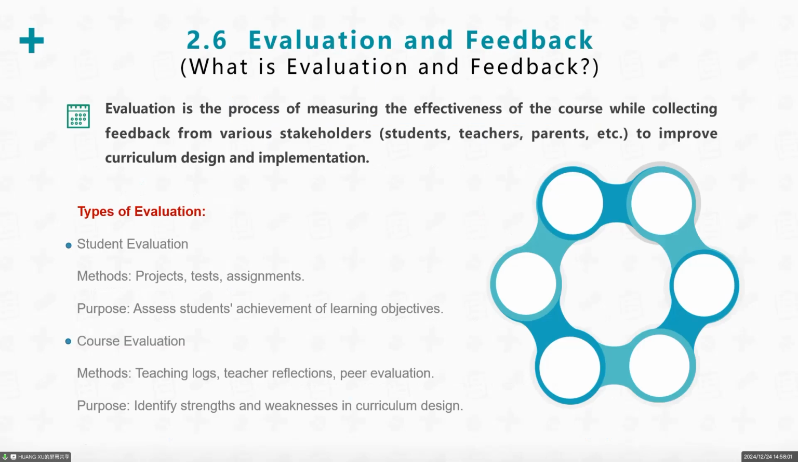How many types of evaluation are there? We have two types. The first one is student evaluation. We usually use projects, tests, and assignments to evaluate the student, and the purpose is to assess student achievement of learning objectives. The second type is course evaluation. We usually use teaching logs, teacher reflections, and peer evaluation. This is aimed at identifying strengths and weaknesses in curriculum design.